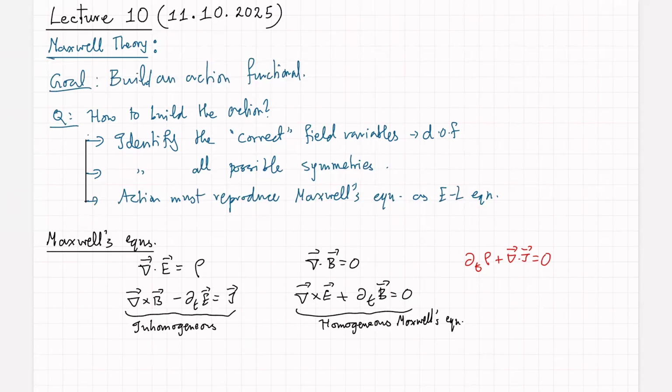Okay. And then let's discuss how to go through the steps that I outlined upstairs. So the first step is to identify the correct field variables. So what are the candidate field variables for Maxwell's theory?